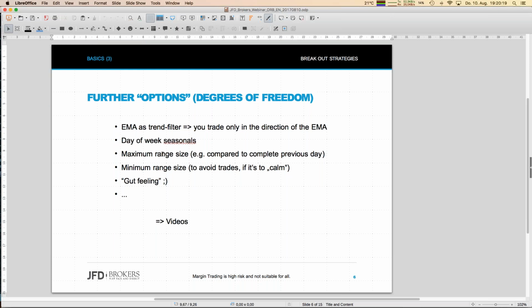Since we use that multiplier to define our target and think about a quite small range, then just by wiggling around, our stop loss might be hit. So it's good to have a minimum range size because we have to earn at least the spread and commissions additionally when we trade. So too small ranges are not good for breakout strategies.